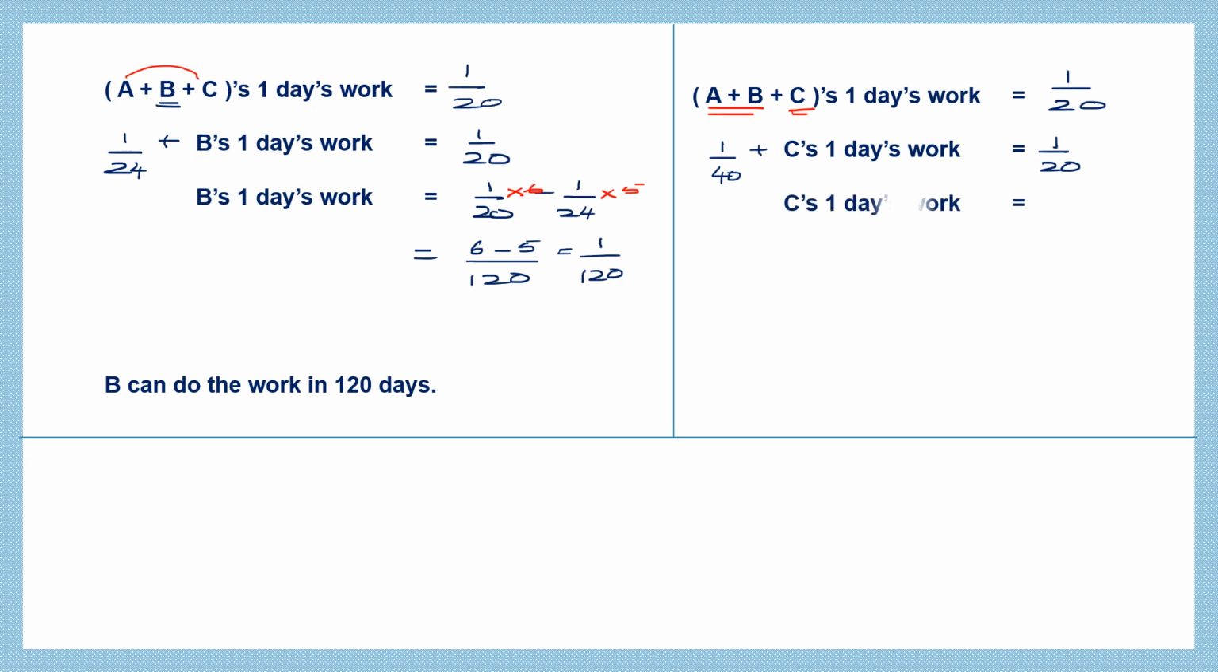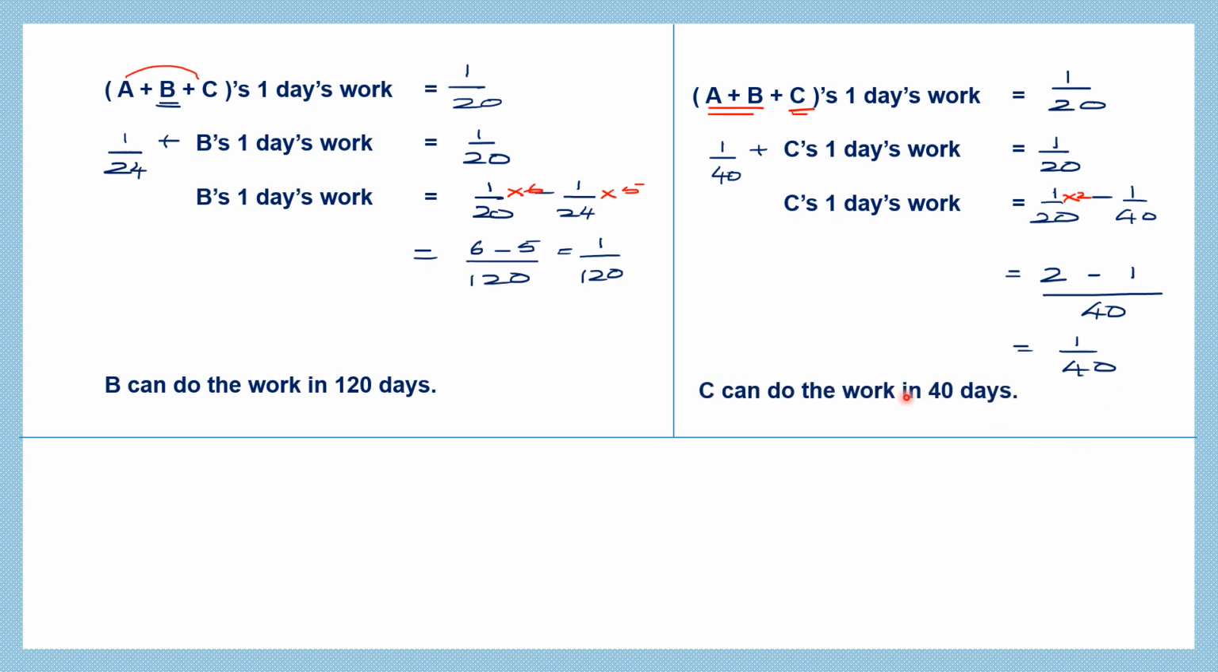Now to find only C's one day's work, we write 1 by 20 and we move this 1 by 40 to the other side. So that becomes minus 1 by 40. Now we have to find the LCM. The LCM here will be 40. So 20 into 2, so 1 into 2 is 2 minus 40 is the same, so we can write 1 as it is. So here what do we have? 2 minus 1 is 1 by 40. So this is C's one day's work. That means the number of days that C will take is the reciprocal, 40 by 1 or 40. So C can do the work in 40 days.